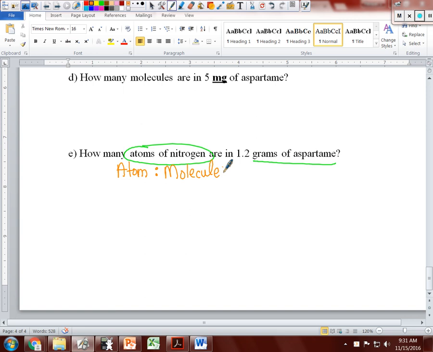This will make sense when you see it. Everyone just kind of hold on and stay with me. It's going to look very similar, and then at the very end, it's going to kind of look a little odd. So we're going to do 1.2 grams of ASP. Okay. Now, we know we got to get to atoms specifically, so you know how to go that far.